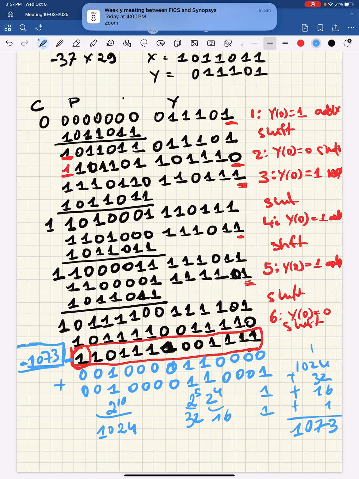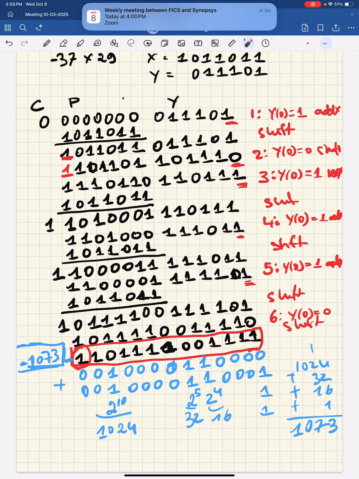Okay, so what have we done? Again, to summarize what we've done, we always take the multiplication by looking, for each iteration, at the last digit here of the multiplier. If that is a 1, then we will add the multiplicand to the partial sum, and then we shift the result one position to the right. This is what we're doing for positive numbers.